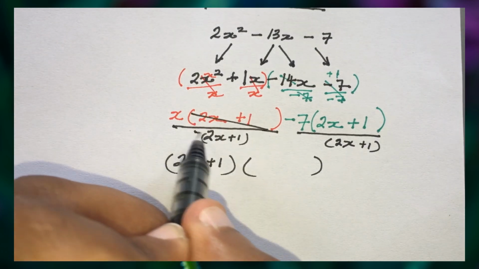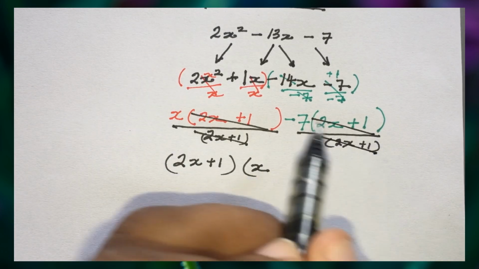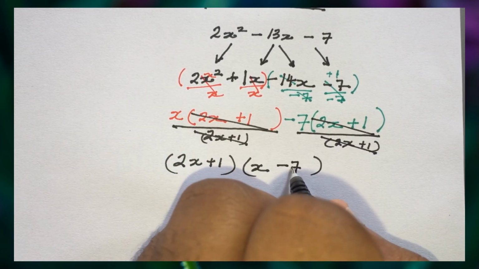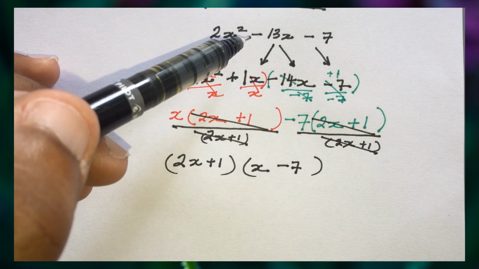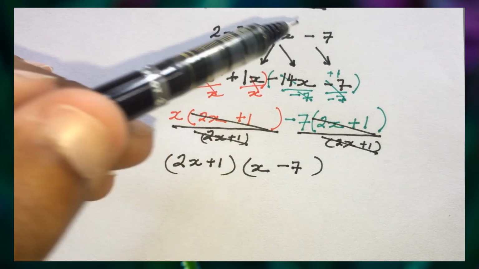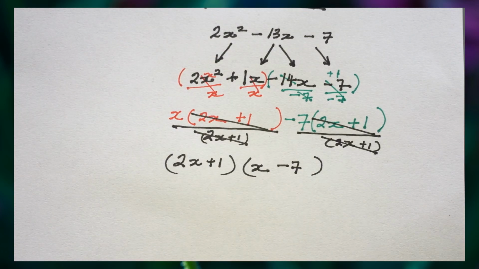So this will cancel this, leaving us with just x, and this will cancel this, leaving us with just minus 7. So we have just written 2x squared minus 13x minus 7 as a product of two brackets. And that's it.